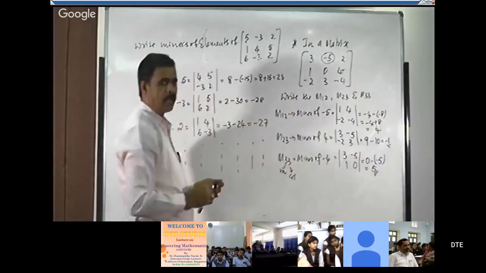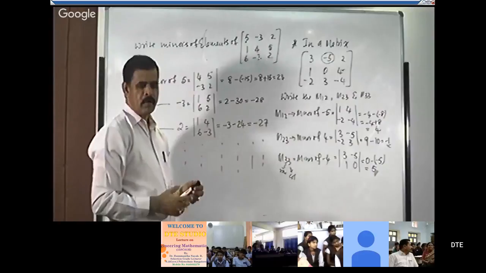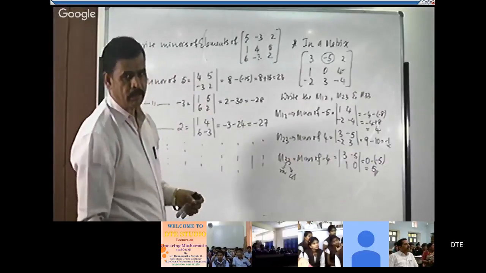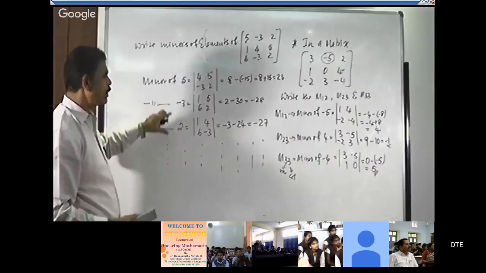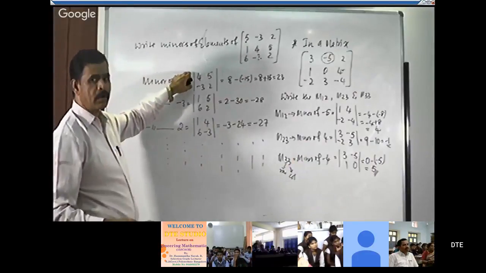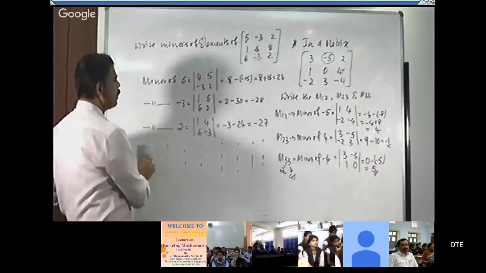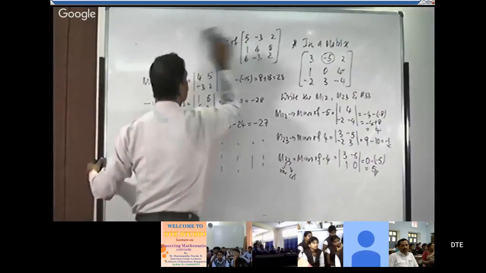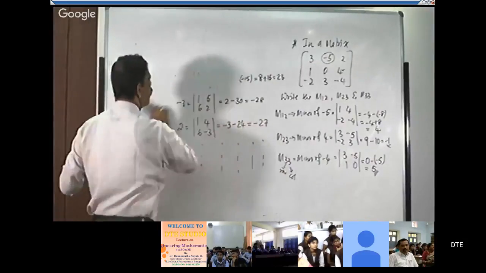So like that, they may ask you minor of any particular element. You got the procedure of how to write minor. Minor is the next lower order determinant which is obtained by deleting the corresponding column and corresponding row.